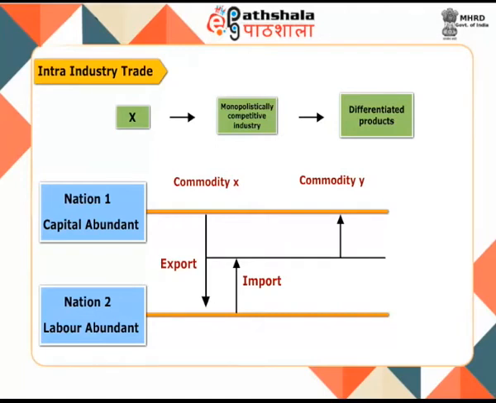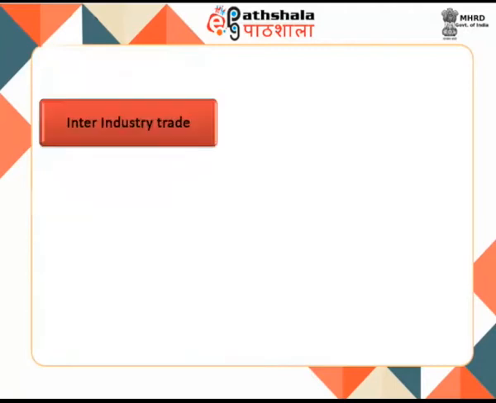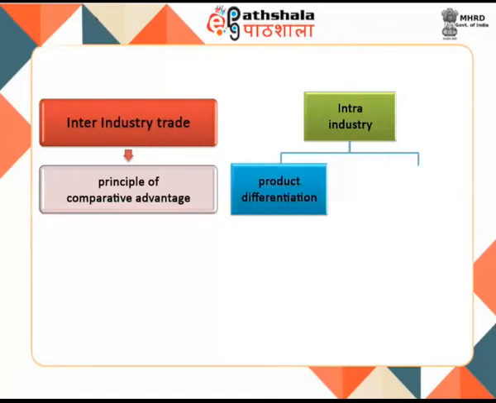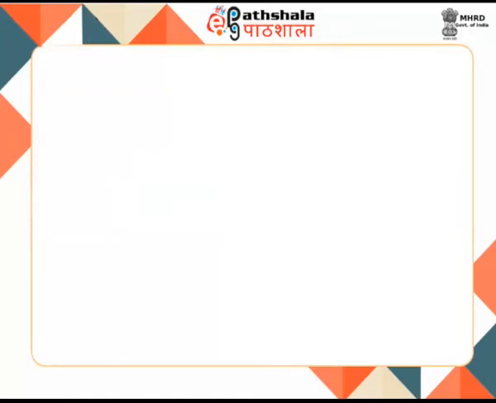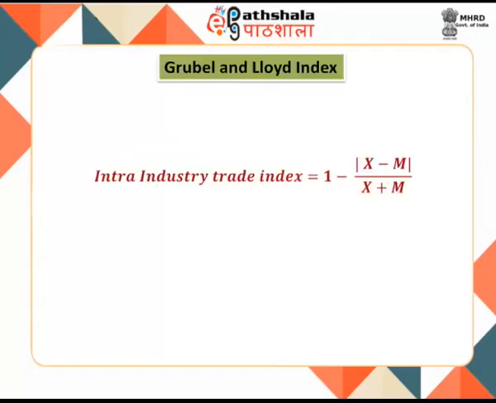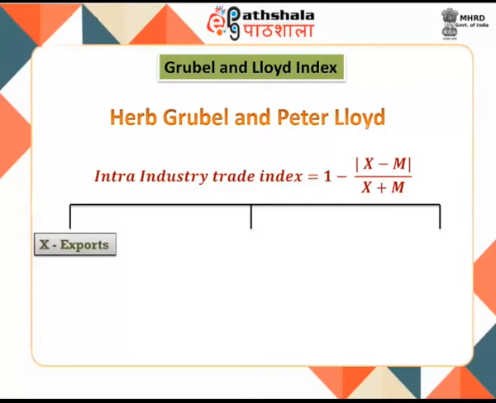So the world trade in a monopolistic competition model consists of two parts. There will be two-way trade within commodity X. The inter-industry trade is explained by the principle of comparative advantage, whereas intra-industry trade is explained by product differentiation and economies of scale. The most often used method for determining the extent of intra-industry trade is the Grubel and Lloyd index. It was introduced by Herb Grubel and Peter Lloyd in 1971. Here, X represents the value of exports and M represents the value of imports for a particular industry or product group.